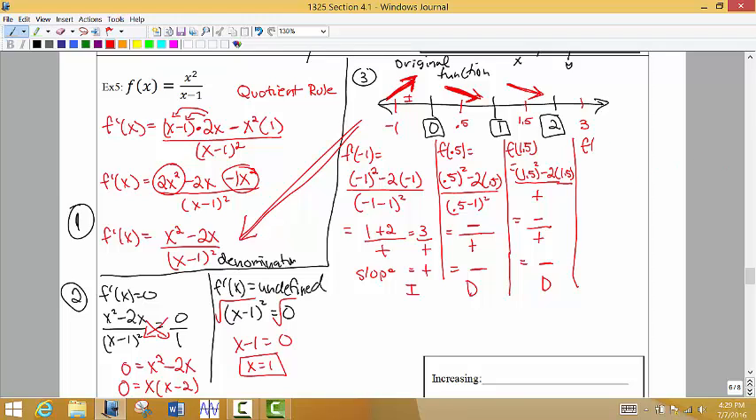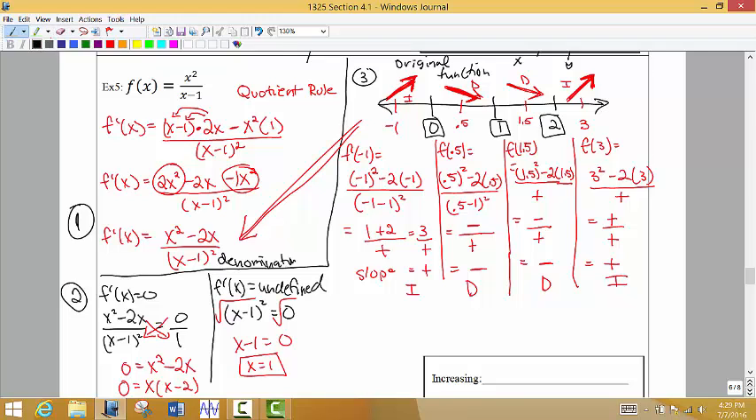And then the last number that we're going to test is a positive 3. So we get 3 squared minus 2 times 3 all over. Once again, we know the denominator will be positive no matter what, so I'm just going to put plus there. So at the top we end up with 9 minus 6, which is definitely a positive number, divided by a positive, so we end up with a positive slope, which tells us that we are increasing as we go from left to right. So we're going to put a line pointing up from left to right. So we're increasing, decreasing, decreasing, and then increasing again.